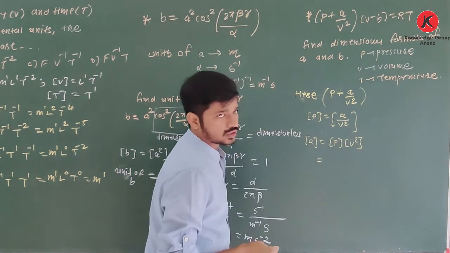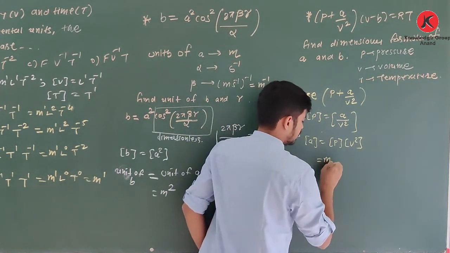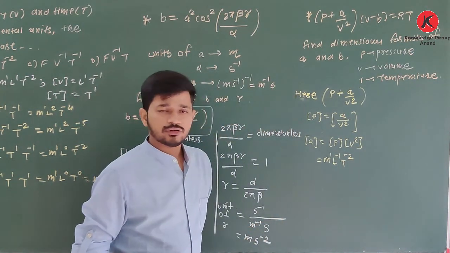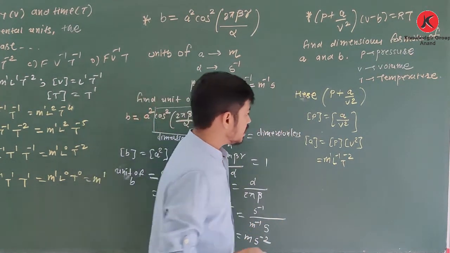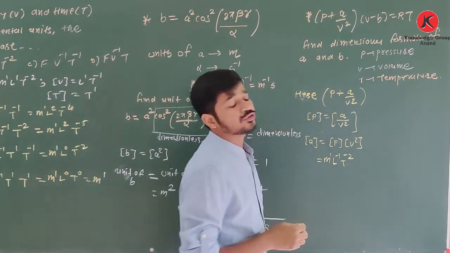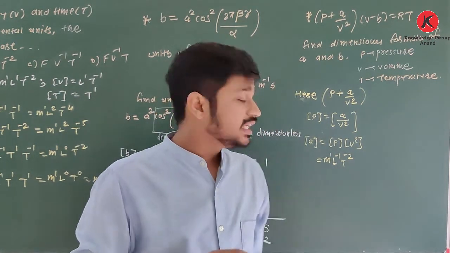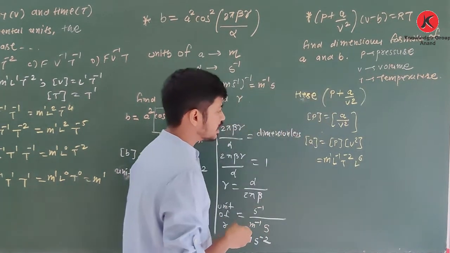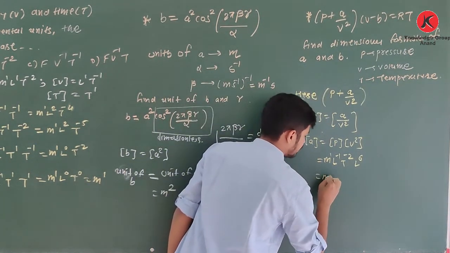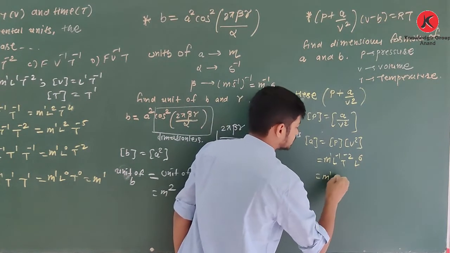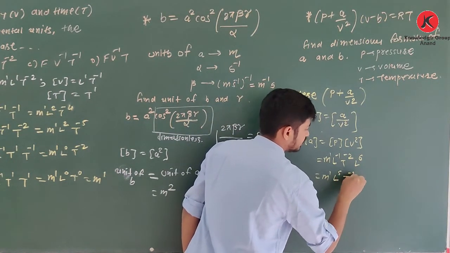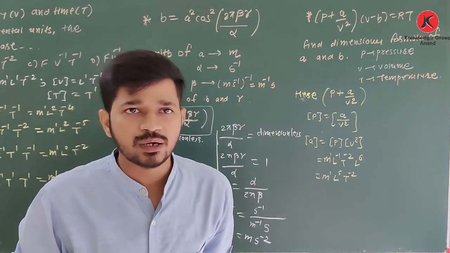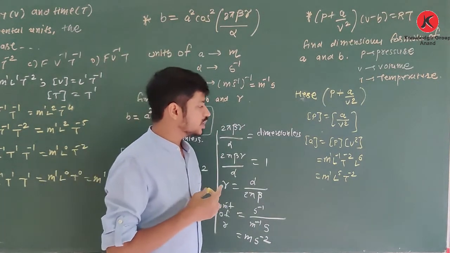P is pressure. What is the dimension of pressure? It is M1 L minus 1 T minus 2, since pressure is equal to force upon area. And what is the dimension of V? The dimension of V is L cubed, but here it is V squared, so it is L6. So it is M1, L minus 1 plus 6, which is L5, and T minus 2. Clear about this? So this is the dimensional formula of a.